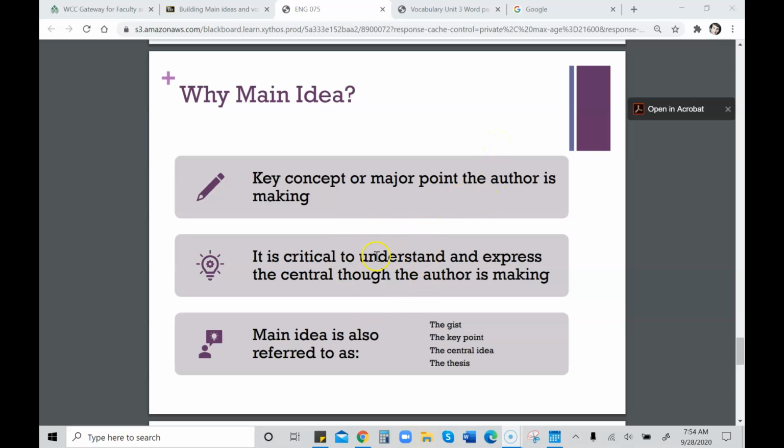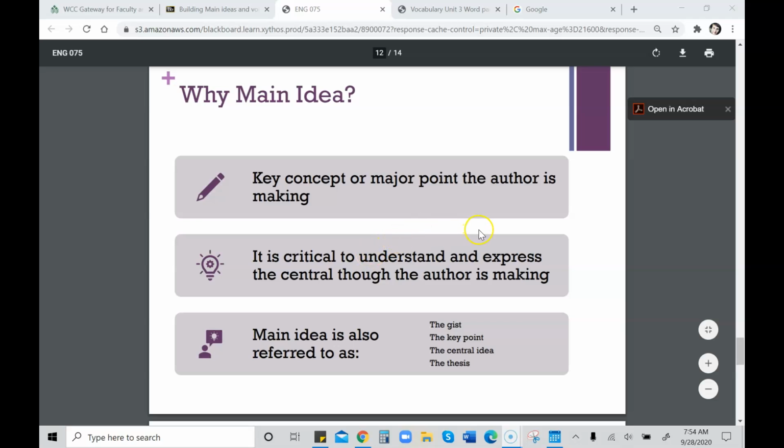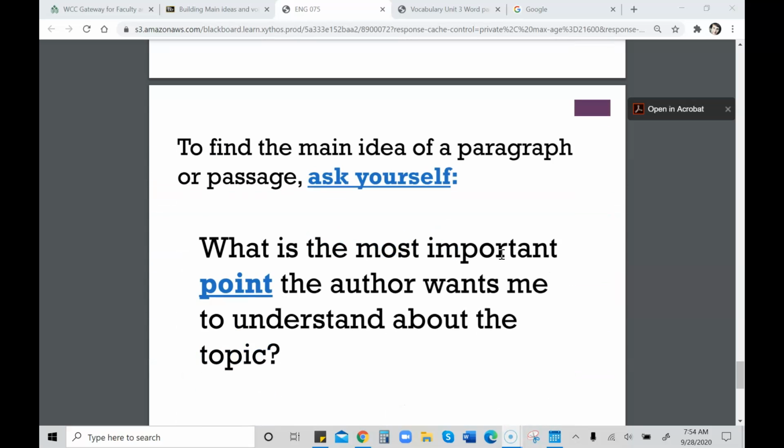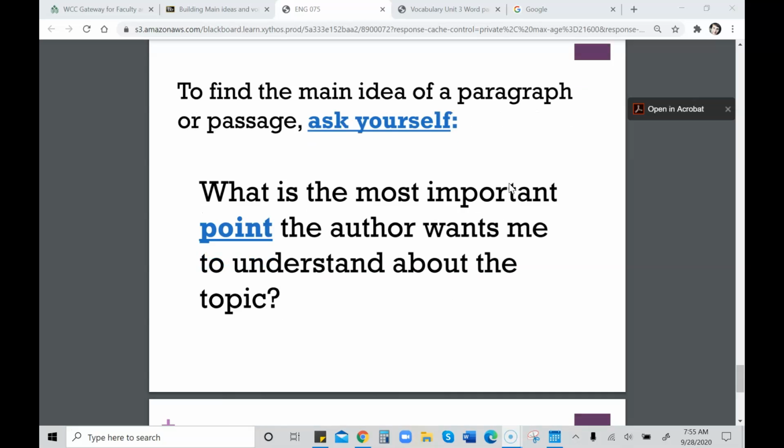Oh, there's a missing T on there too, that the author is making. And so you may hear instructors talk about the key point or the gist, that's a great word, or the central idea. And as you build into essay development, we get into this idea of the thesis, and that's for another conversation on another day. So when you're reviewing work, ask yourself, what is the most important point that the author wants me to understand about the topic? Or what do I want my readers to understand when they read my work? That is going to be the opinion of your piece.